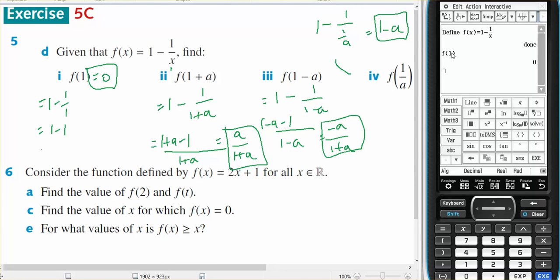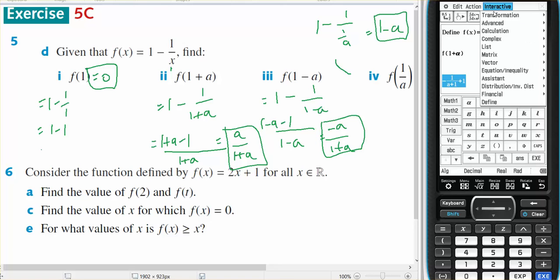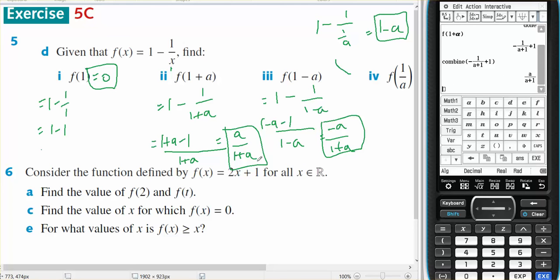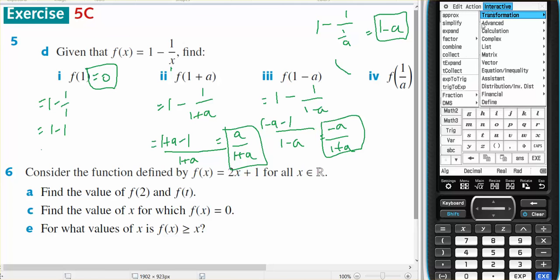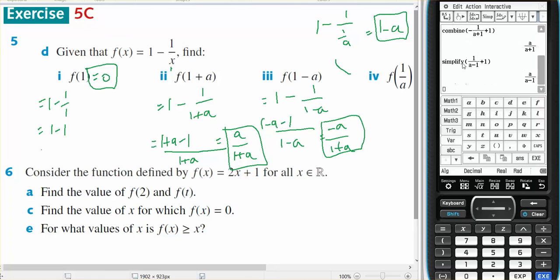If I go 1 plus a, I get that, and if I simplify that like I did before, so interactive transform combine, a over 1 plus a. If I'm looking for 1 minus a, I come back up here and I put the minus. That gives me that expression, and if I wanted to simplify that, simplify, will it work? It did work.